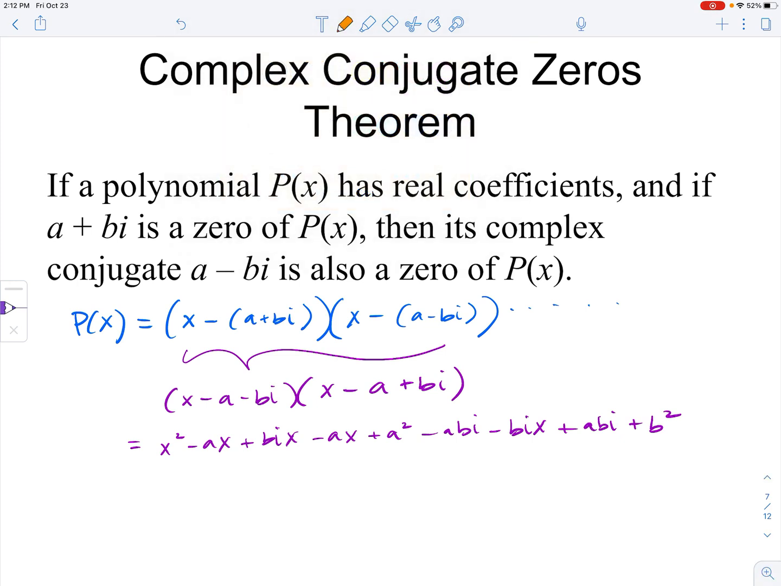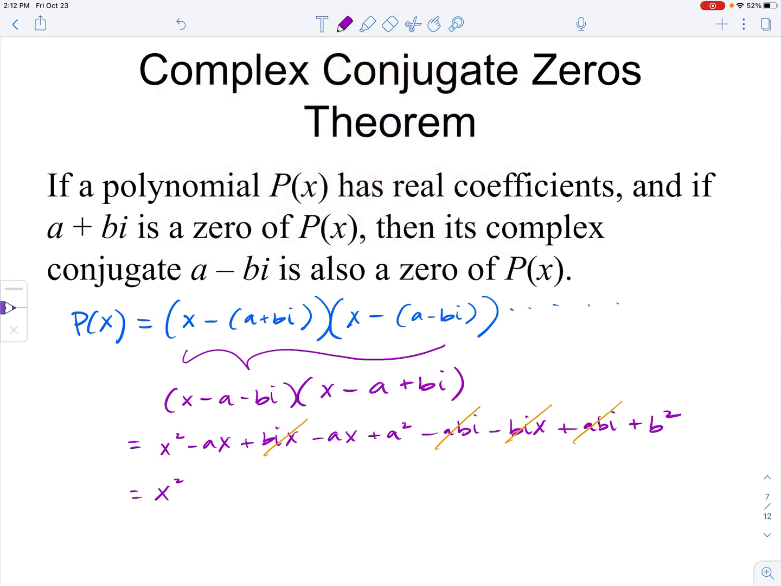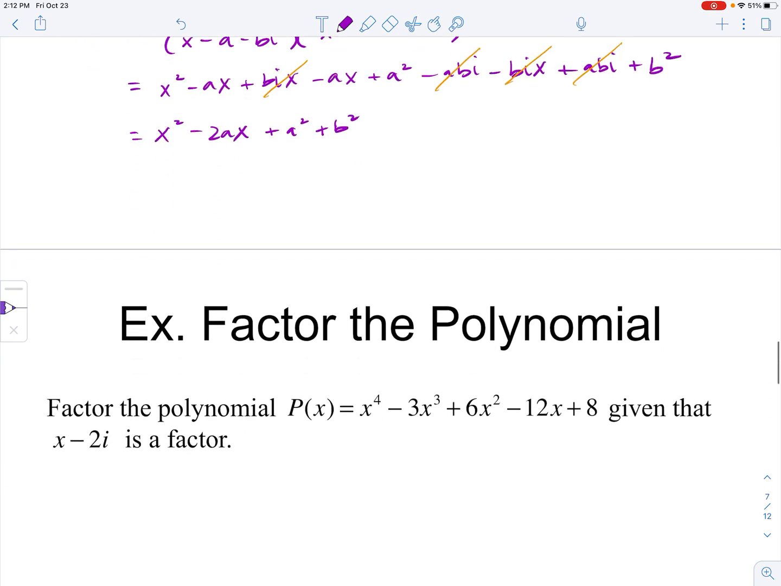Now notice what cancels. So bix minus bix cancels. Minus abi plus abi, so those cancel. Is there anything else that cancels? I don't think so. So this ends up simplifying to x squared minus 2ax plus a squared plus b squared. You don't have to memorize anything for multiplying this out. My point in showing you this is that when you multiply these factors out that have i in them, the i's end up canceling.